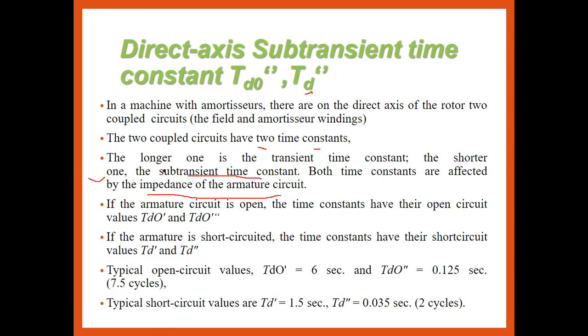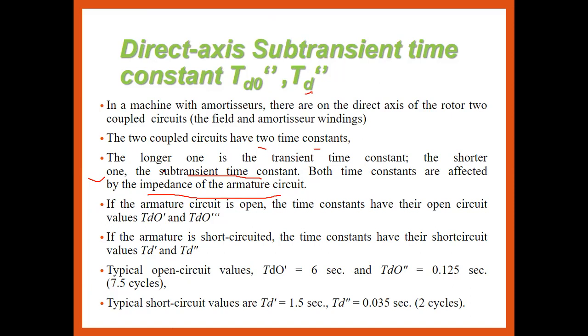Up to quadrature axis, the field and the armature winding are there. Whenever the field and the armature winding are coupled with reference to the machine, there are two types of time constant. One is the transient time constant, the second is the sub-transient time constant. Both time constants are generally affected by the change of the impedance of the armature circuit.